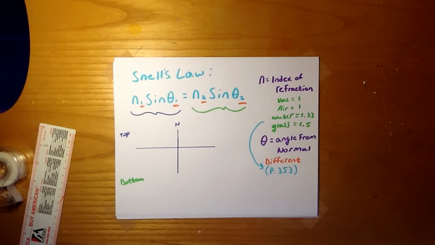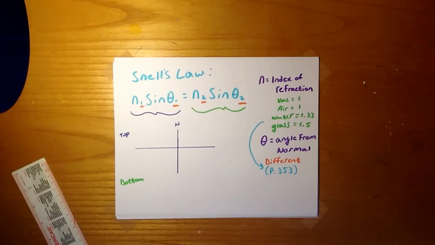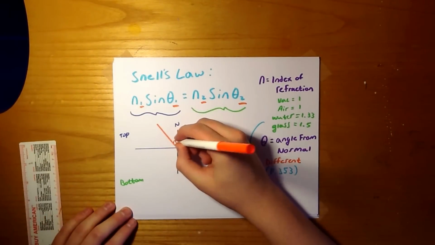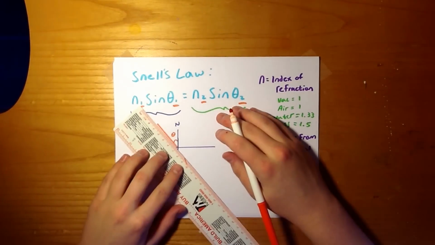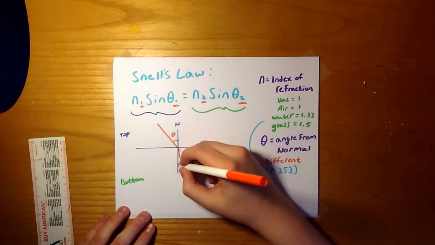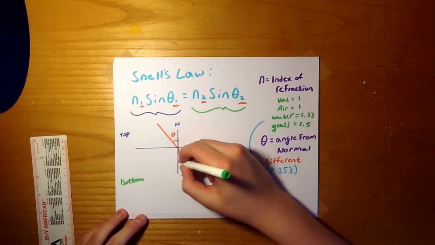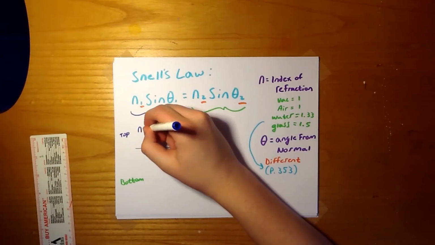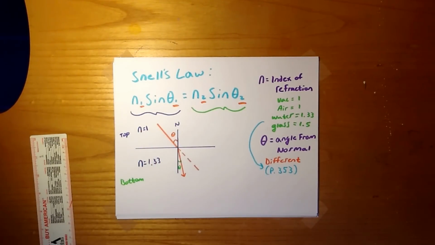So let's draw our normal and say that this beam of light is contacting this boundary at angle theta. Normally, like I said, light wants to travel in a straight line, but we know it's going to be bent towards the normal, causing this angle theta to be the angle of refraction. So let's say the top is air and the bottom is water, and then n would be 1 for air and 1.33 for water. So to set this up, we're just going to use Snell's law.